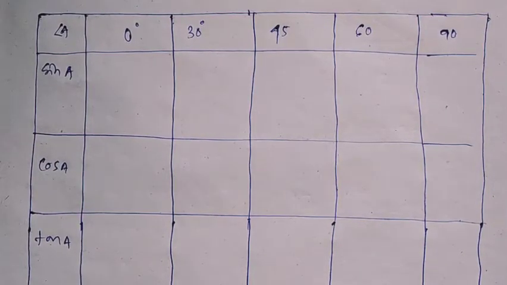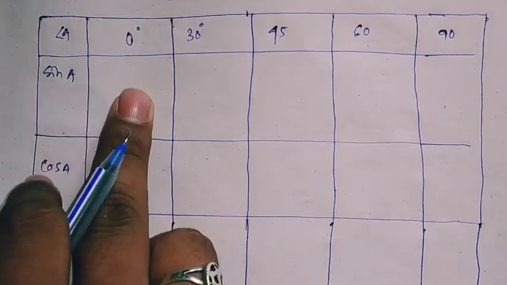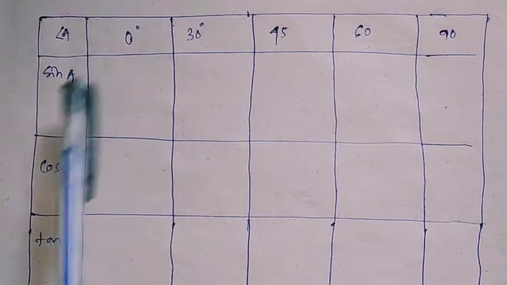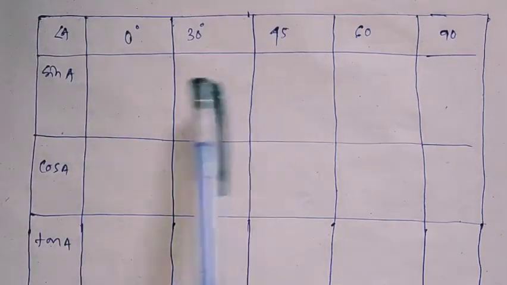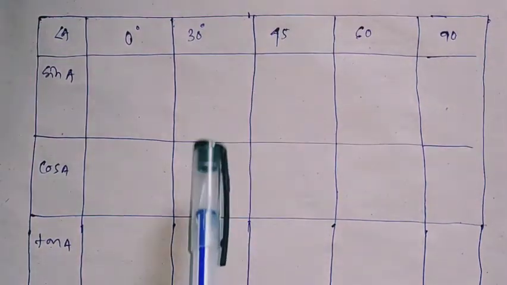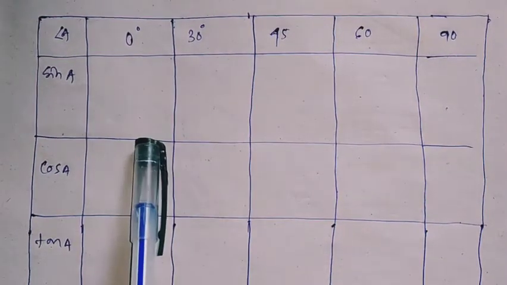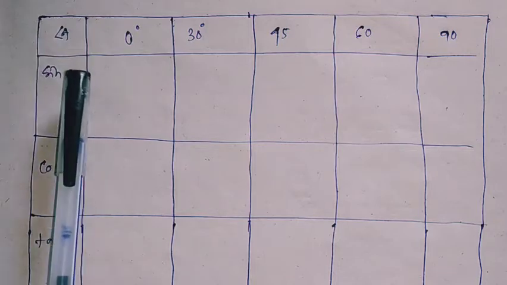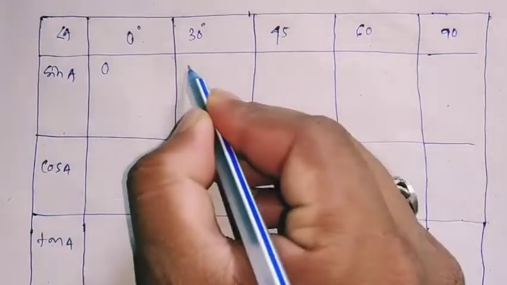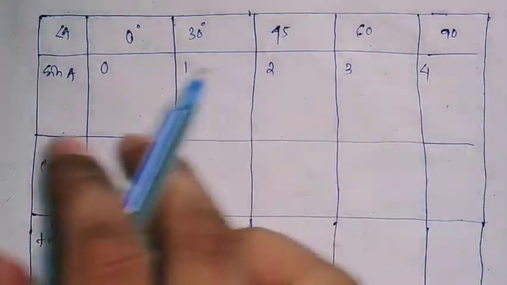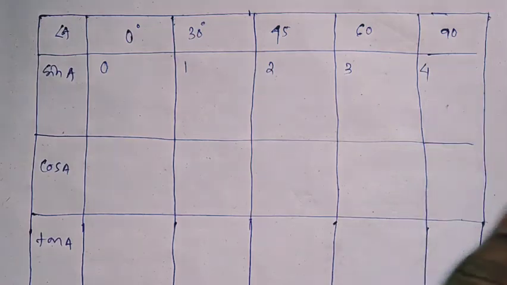Here, when angle A is 0 degree, what is the value of sine A? That is sine 0. What is the value of sine 30? What is the value of sine 45? So create a table like this. I will tell you how to remember or how to evaluate these values. So let us begin with sine A. First of all, write 0, 1, 2, 3, 4.